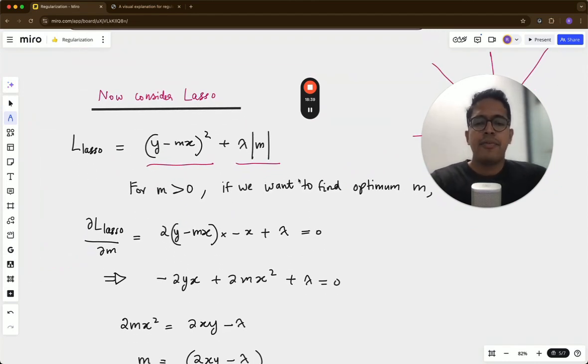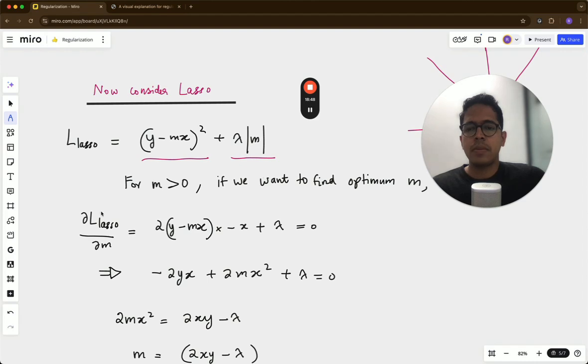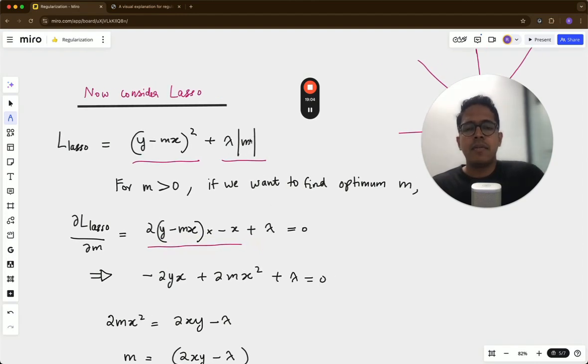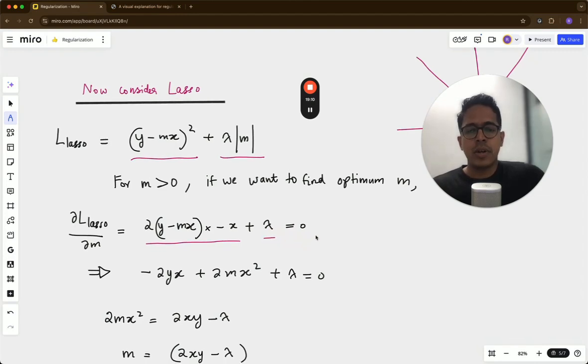But if we want to find the optimum value of the model parameter m, which will minimize the loss, it means we are saying dou loss by dou m should be equal to 0. And what is dou loss by dou m if m is greater than 0? The derivative of the first term, which is mean squared error, is exactly the same as the previous case. So 2 times y minus mx times minus x, plus the derivative of this term: if m is greater than 0, modulus of m is m, so the derivative is simply lambda. So this whole expression should be equal to 0.